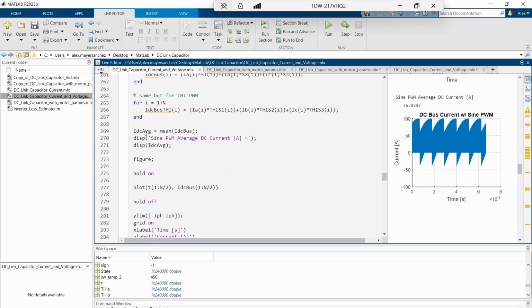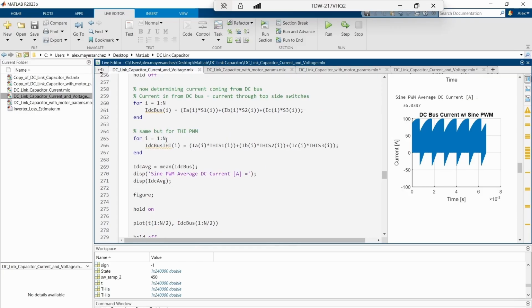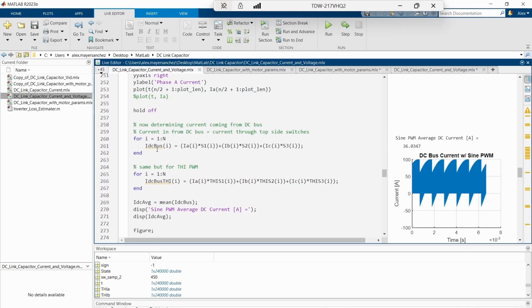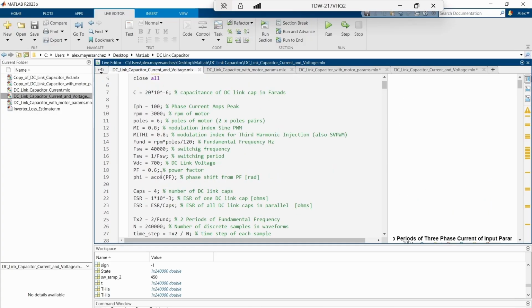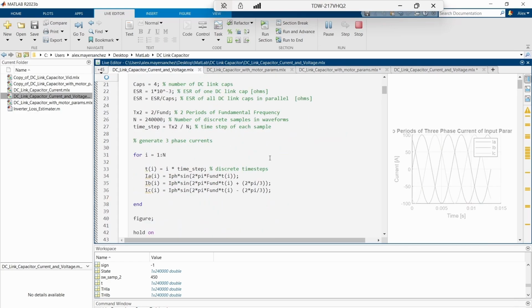And this makes it so that we can get this array called IDC bus and IDC bus for third harmonic injection, and this is the current coming from the DC bus. So let me change the power factor back to 1, and then we'll look at the plot for the current.